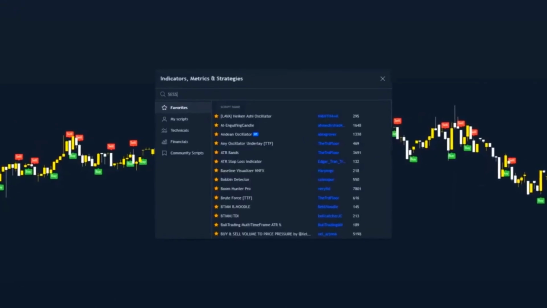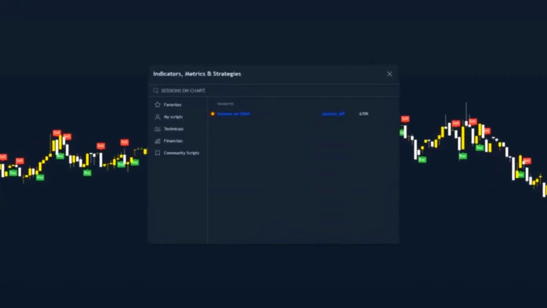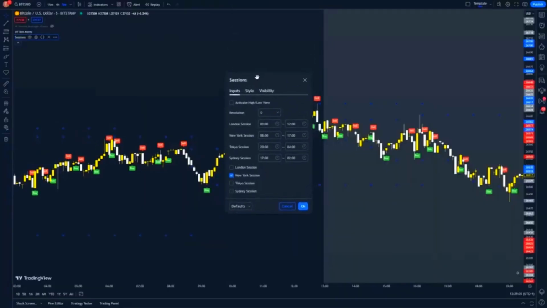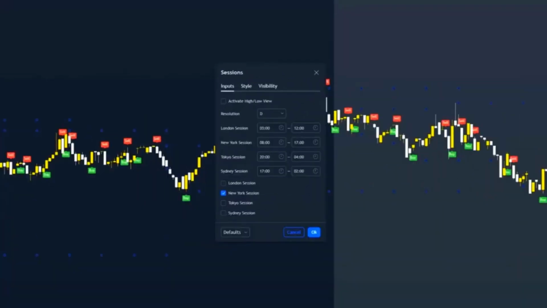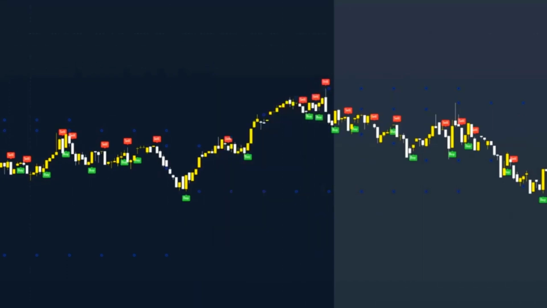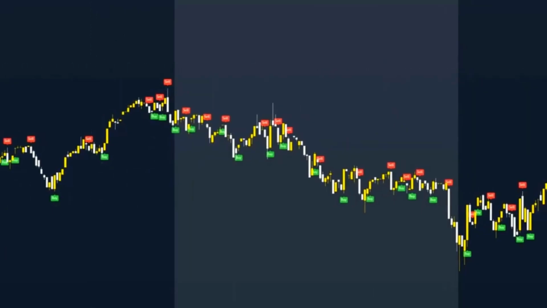Okay, so the second indicator that I will be adding to the chart is my good old favourite, sessions on charts. Add that one to your chart and then double click on the settings. I like to just change all the backgrounds to white, but for this strategy we will only be focusing on the New York session. So you want to make sure that you turn off London, Tokyo and Sydney, and then we can get into how you're going to make money with this strategy.